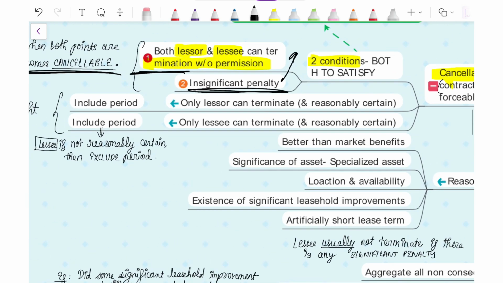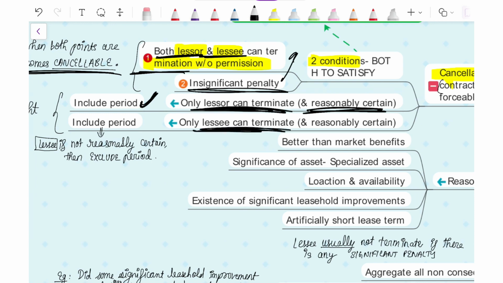Okay. So here you have to remember, now we read that if the lessor and lessee both have the option to terminate. Now what happens if only the lessor has the option to terminate? If the lessor has the option to terminate, then in such case it does not matter. It will be considered as a non-cancelable period only, and you can include it in your lease term. Even if the lessor is reasonably certain, it still does not matter. You can include it in the period of the lease term.